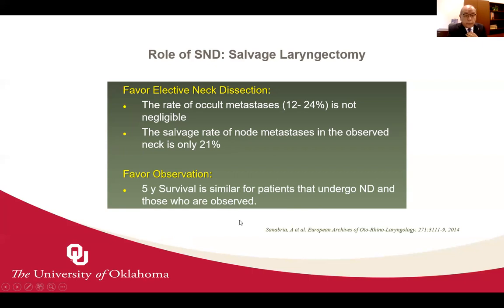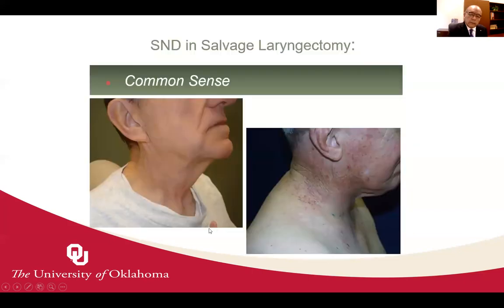In general, in our practice, we prefer to do an elective neck dissection in a salvage laryngectomy. However, I caution you that you need to use common sense. In this patient with a very supple neck after radiation, I wouldn't hesitate to do a selective neck dissection. However, in this patient with so much skin damage and fibrosis in the neck, I don't think any neck dissection would be prudent.